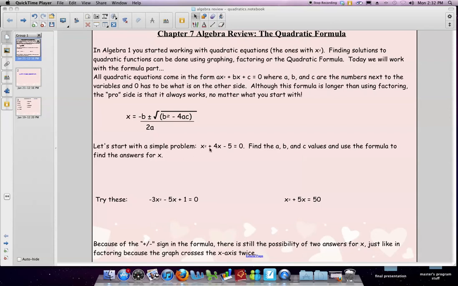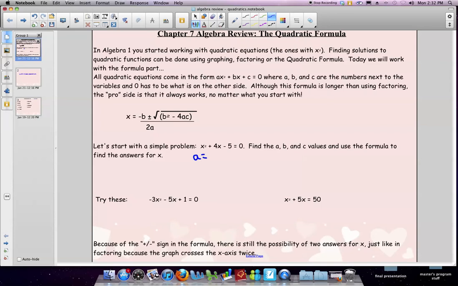So let's start with a simple problem. The first thing that you have to do is identify what your a, b, and c values are in each of your equations. Make sure that it is set equal to 0 before you pull out your a, b, and c values. In this problem, it is set equal to 0, so I can simply look. My a value would be 1. My b value would be 4. And my c value would be negative 5. Those are the values that I'm going to stick into the quadratic formula.